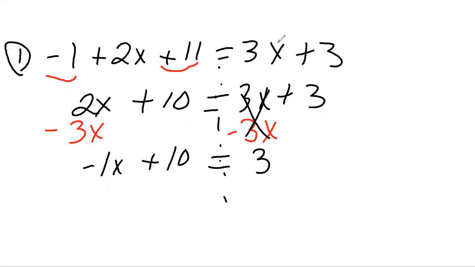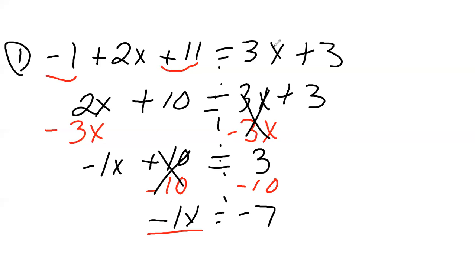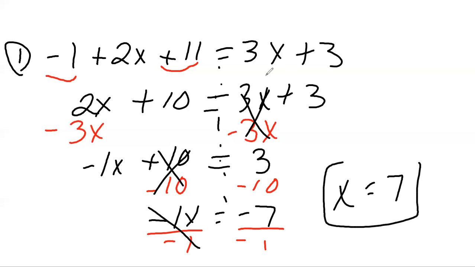So now from here, I need to move the 10 to the right. It's a positive 10. The opposite of that is a -10. So I'll subtract 10 from each side. Now these cancel. -1x equals 3 minus 10 is -7. The x needs to be positive, so I have to divide by -1, or basically I'm just changing the sign, and x equals -7 divided by -1 is a +7.